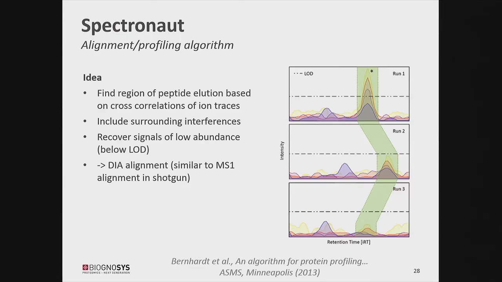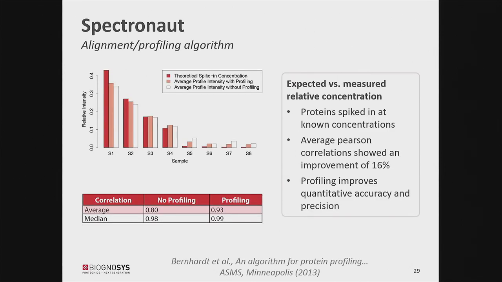So for instance, this interference signal we could use as a landmark, and if our algorithm is able to find these neighboring landmarks, it should also be able to find this region here. And we implemented this using cross correlations. And yeah, the results are on the next slide.